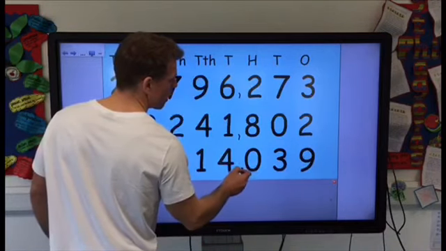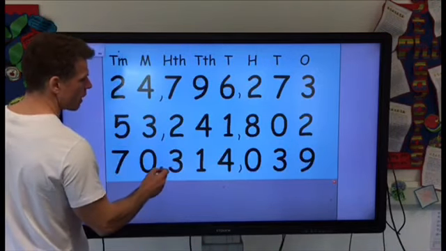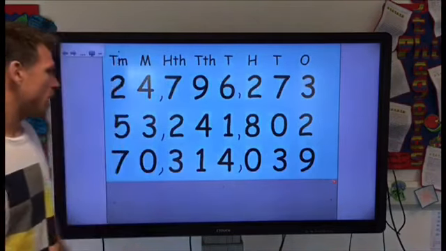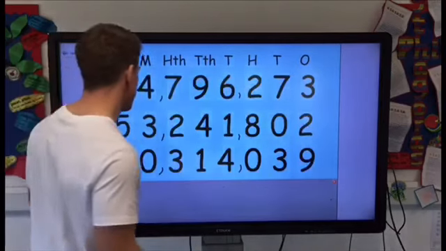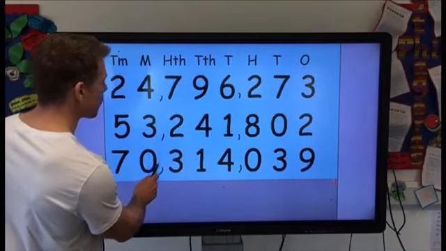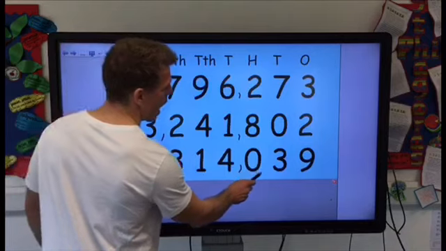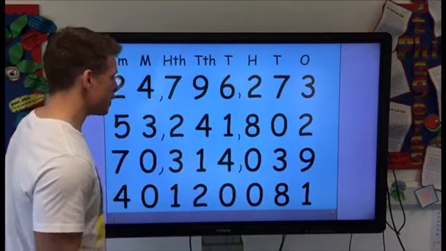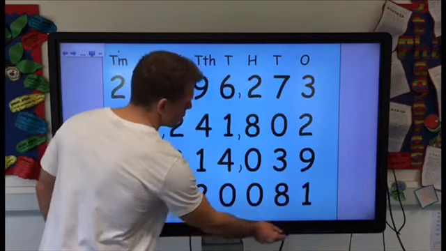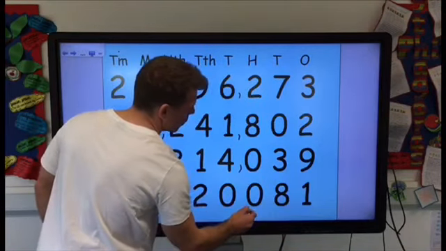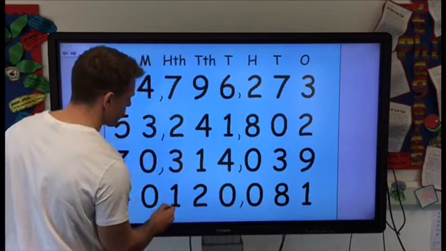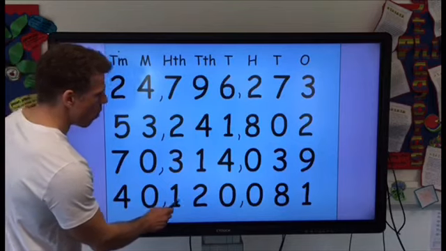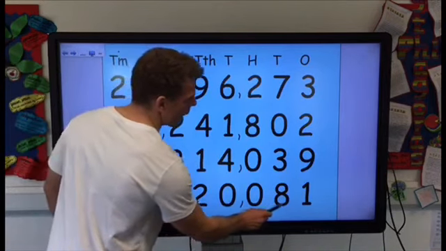1, 2, 3. 1, 2, 3. Cool. So we've got our millions, our thousands, and our hundreds, tens, and ones. So here we go then. 70,314,039. Make sure you got that 0 in there as a placeholder. And last one, let's get those commas in. 1, 2, 3. 1, 2, 3. So here we go. 40,120,082.